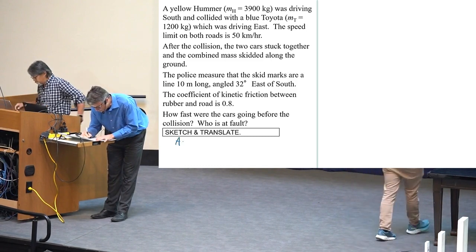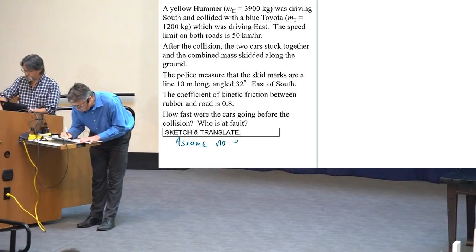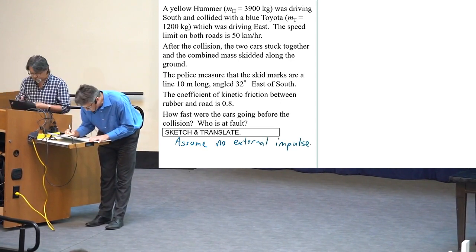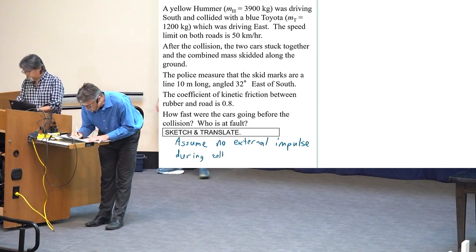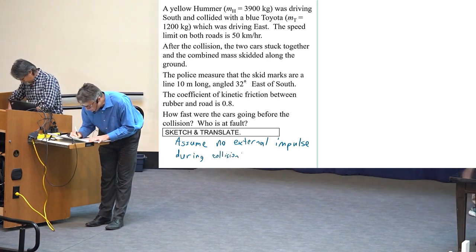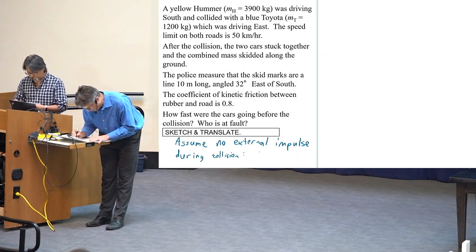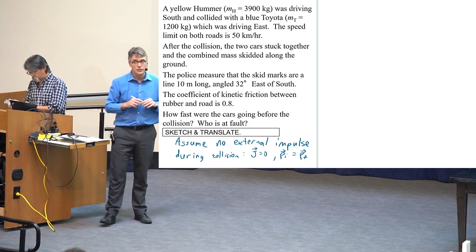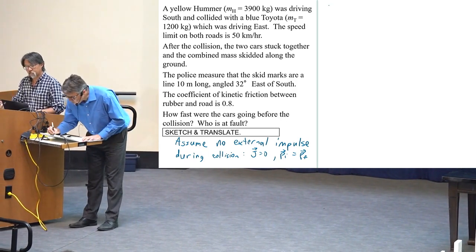The first thing I'm going to do is assume that there's no external impulse during the collision. So there's sort of, again, two segments of the motion here. There's the sliding kinetic friction, which, of course, there will be an external impulse of friction. But during the collision itself, when the two cars are crashing, you've got J is equal to 0, and so P initial equals P final. And these are vectors, so there's going to be an X component and a Y component, so we have to set these up. Okay, so initial.